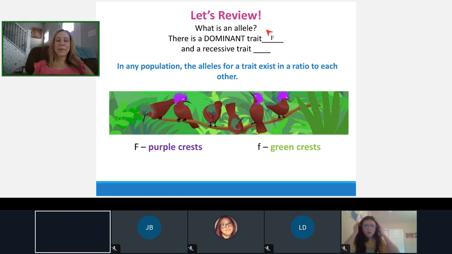All right, so our purple crest is represented by a capital F. Green crest is represented by what? Our lowercase f. All right, so the very first thing that we do in this population identification is you have to determine, if we were looking at chicken color or leg length, which gene is responsible for it in our DNA.